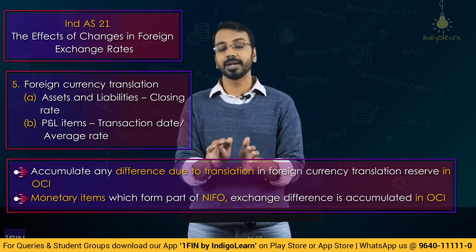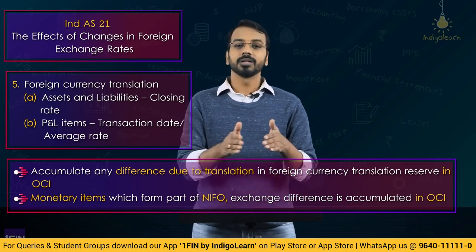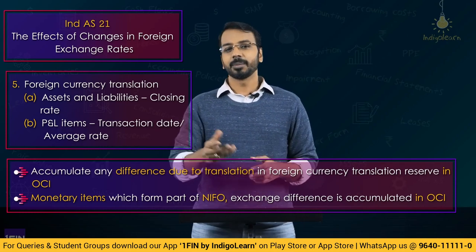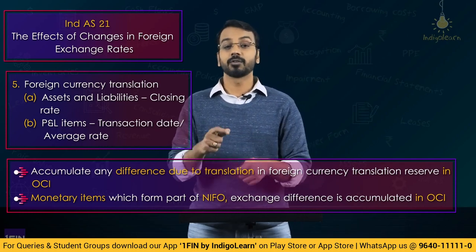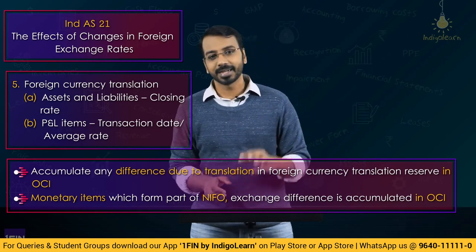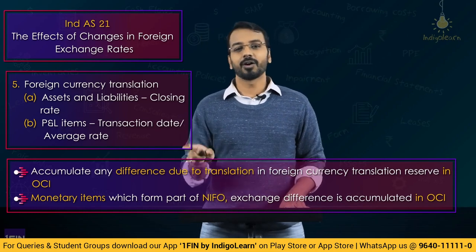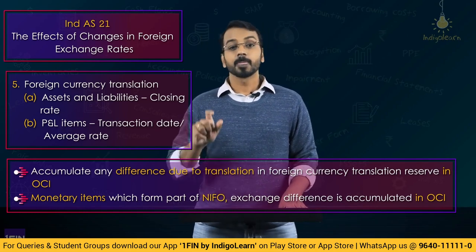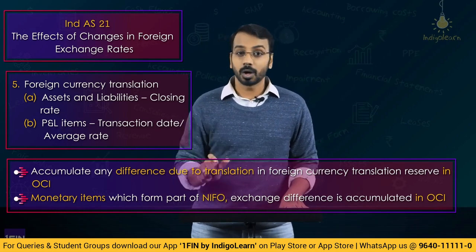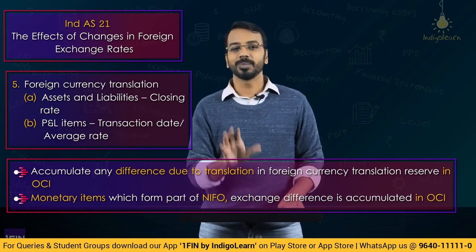So that is a different treatment when it comes to monetary items forming part of net investment in foreign operation. Some example could be a long-term loan given for which the payment is not expected back. Then in that case, though it is a monetary item, it is treated as a part of net investment in foreign operation, and if there is a gain or a loss on that item, that will be accumulated in OCI and not to the P&L.